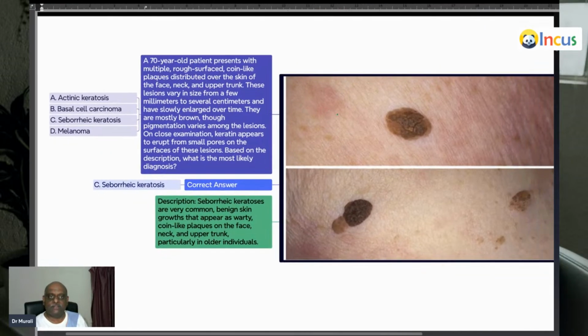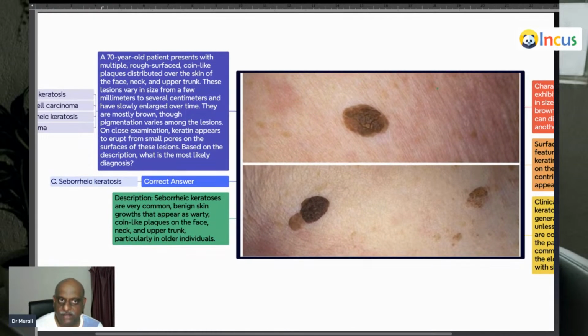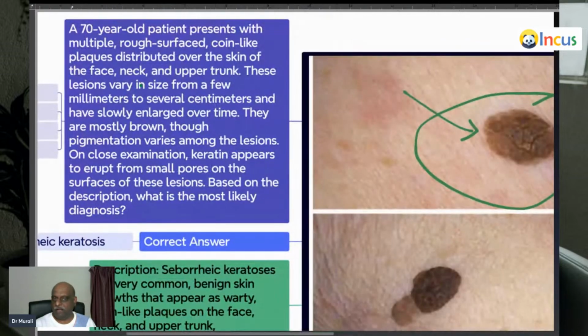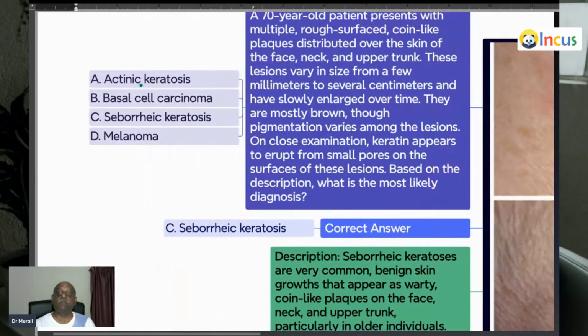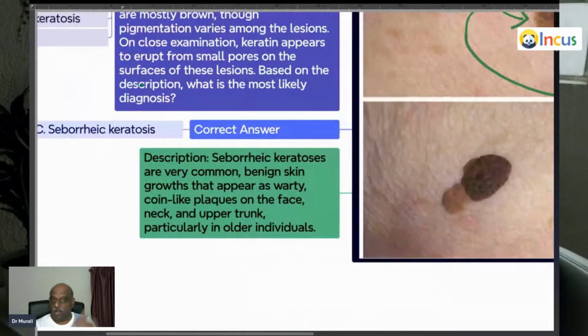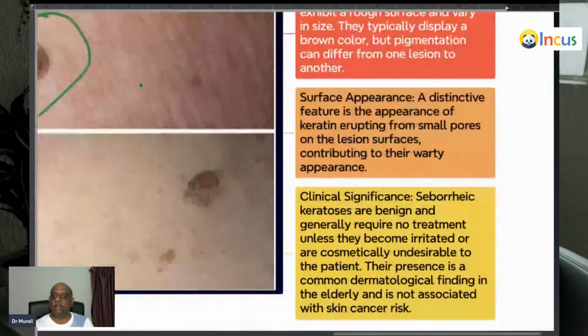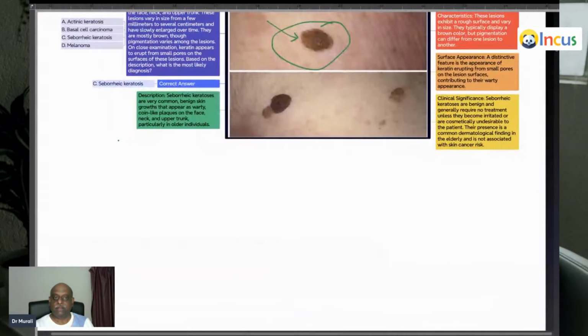A 70-year-old patient presents with multiple rough surfaced coin-like plaques on the skin of the face, neck, and upper trunk. And they slowly enlarged over a period of time. They are mostly brown. So what is this? This is seborrheic keratosis. It's a very common benign skin lesion that appears as warty coin-like plaques on the face, neck and upper trunk, particularly in elderly individuals, is what you have to remember.